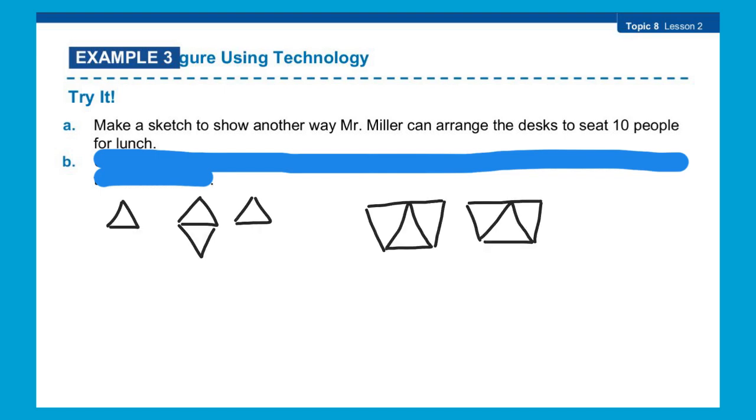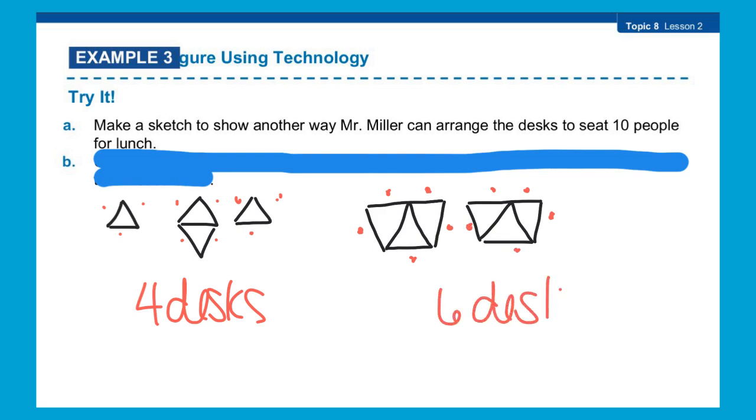All right, just quickly, I came up with a couple of different ones for us. So here I have 1, 2, 3, 4, 5, 6, 7, 8, 9, 10 people with 1, 2, 3, 4 desks. Here I have another one. I have 1, 2, 3, 4, 5, 6, 7, 8, 9, 10 people with 6 desks. Now this is by no means all of the options, so you may also have a good one that works.